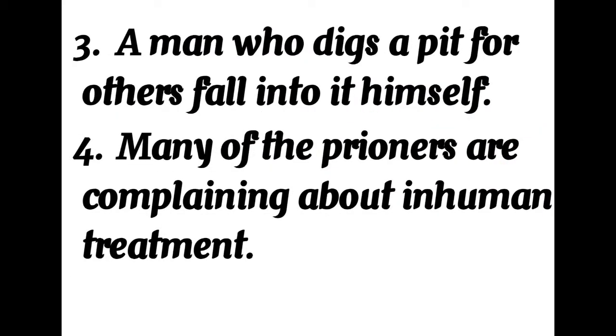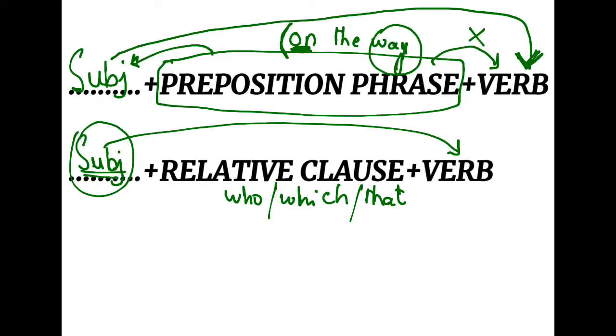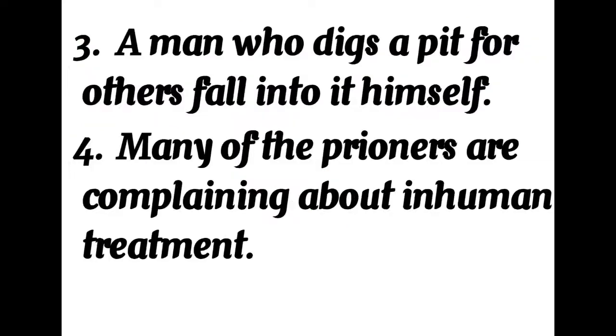The next sentence presents another curtain. We have studied very clearly in the rule that we studied just now that there are two kinds of curtains: preposition phrase and relative clause. These two are the types of curtain that we are talking about today. The first two examples pertained to the preposition phrase, and now the relative clause will come into action. Let's see. A man who digs pit for others. Another trick is to be devised and invented here.